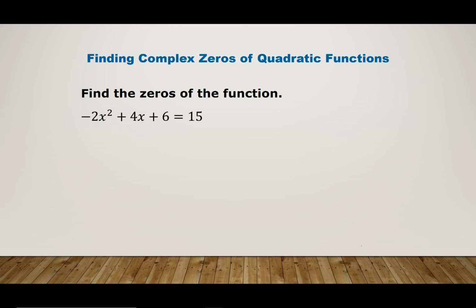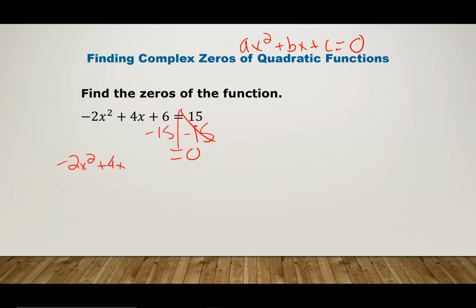So here, I can't start the problem yet until I have ax squared plus bx plus c equal to 0. So to do that, I'm going to subtract 15 on both sides to get that side to be 0. The 6 minus 15 is negative 9. So this is going to be negative 2x squared plus 4x minus 9 equal to 0. That helps now because I know what a, b, and c are. A is negative 2. B is 4. And c, most importantly, is negative 9.